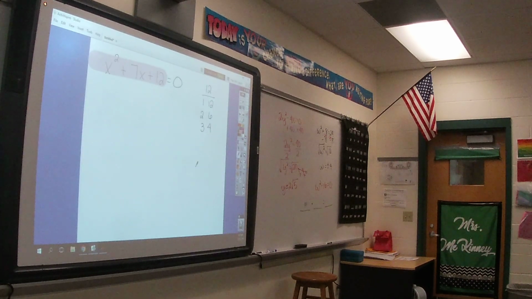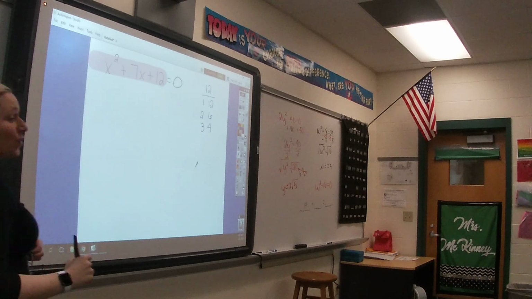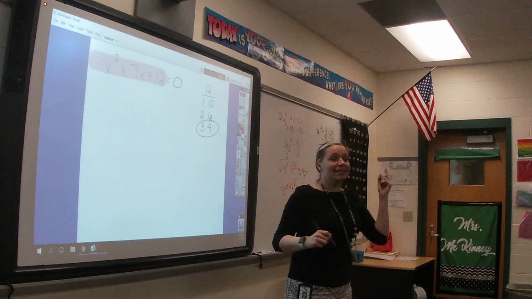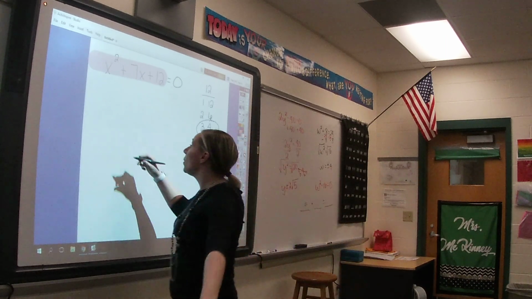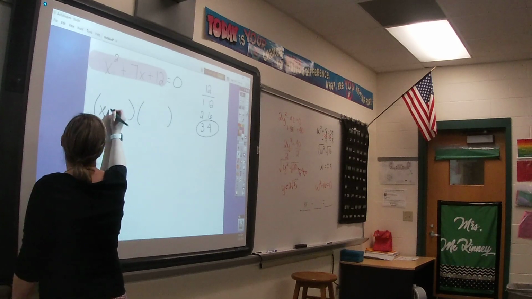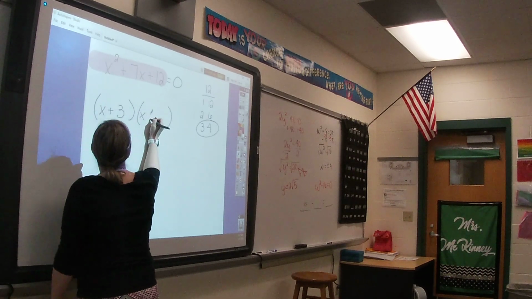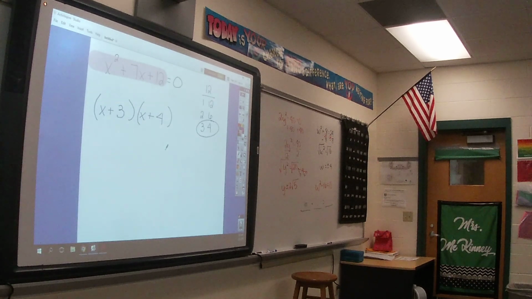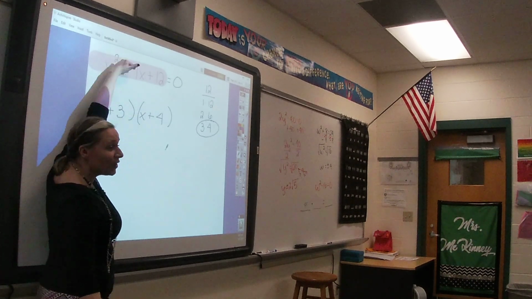Which set do we want to pick? 3 and 4. Why am I picking 3 and 4? Because 3 plus 4 equals 7. We can use the shortcut, so I can go straight to two binomials: x plus 3, and x plus 4. And now I'm just substituting this in.